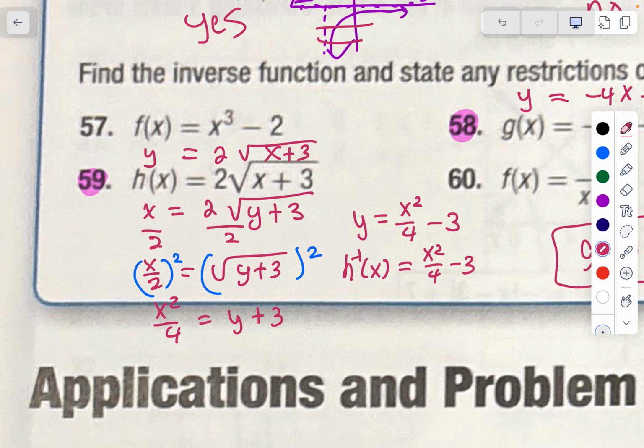This is one that has a restriction on the domain. I want to tell you what the restriction is, but on the quiz, or on the test, that'll probably be like a little bonus piece of information. But if we were to draw this graph, hopefully you know that if you add on the inside, it's going to move it left. So if we look at this graph, it's gone to the left 3 and then swoops over.